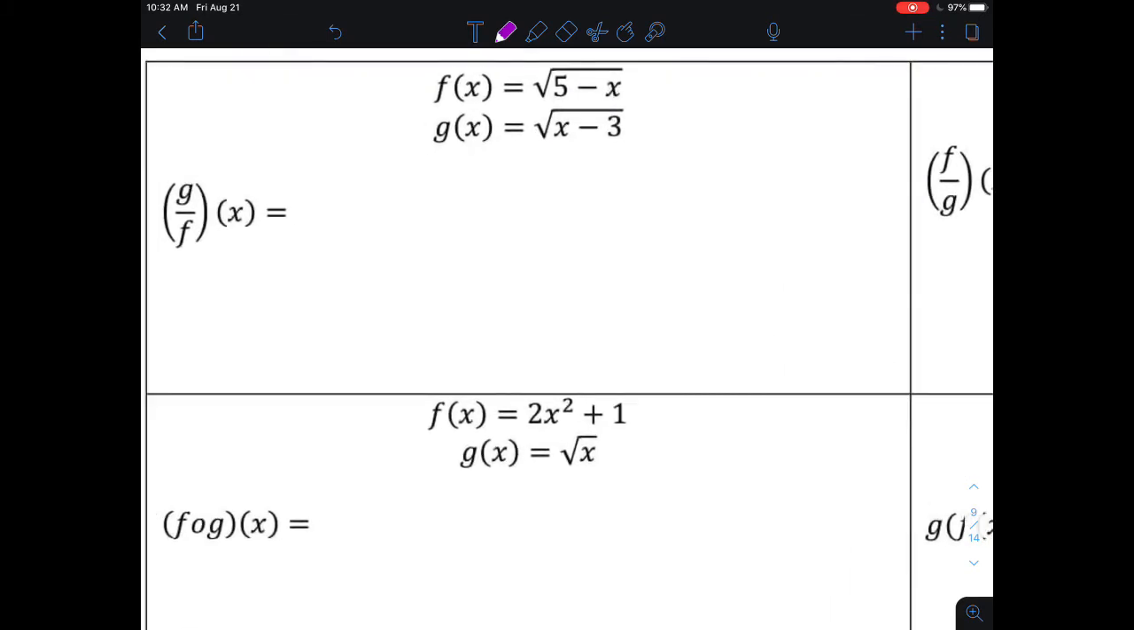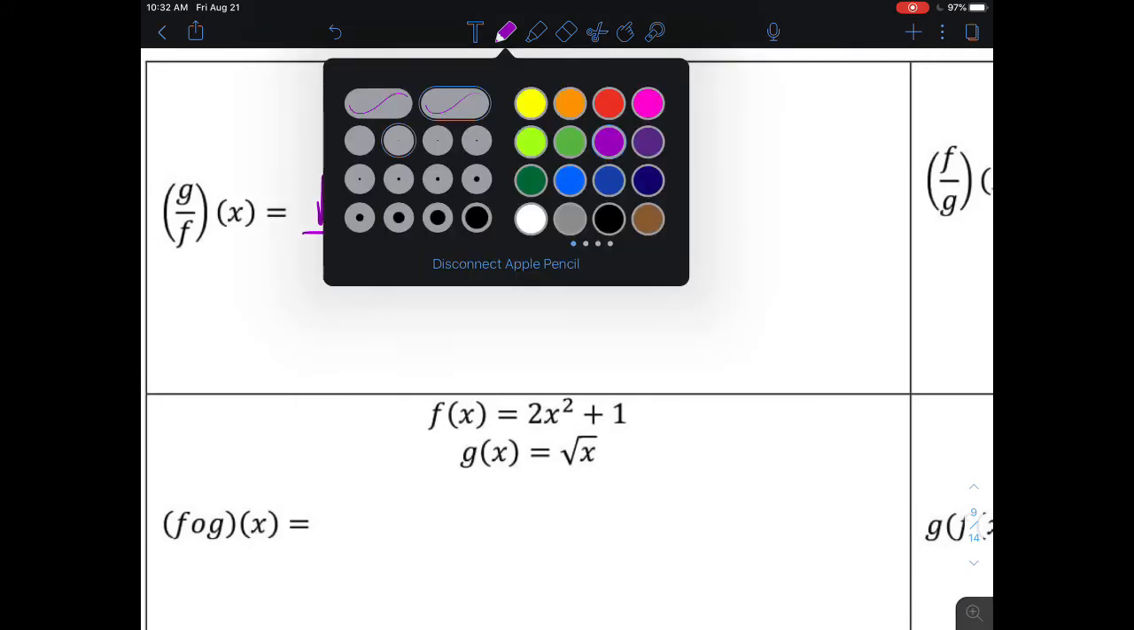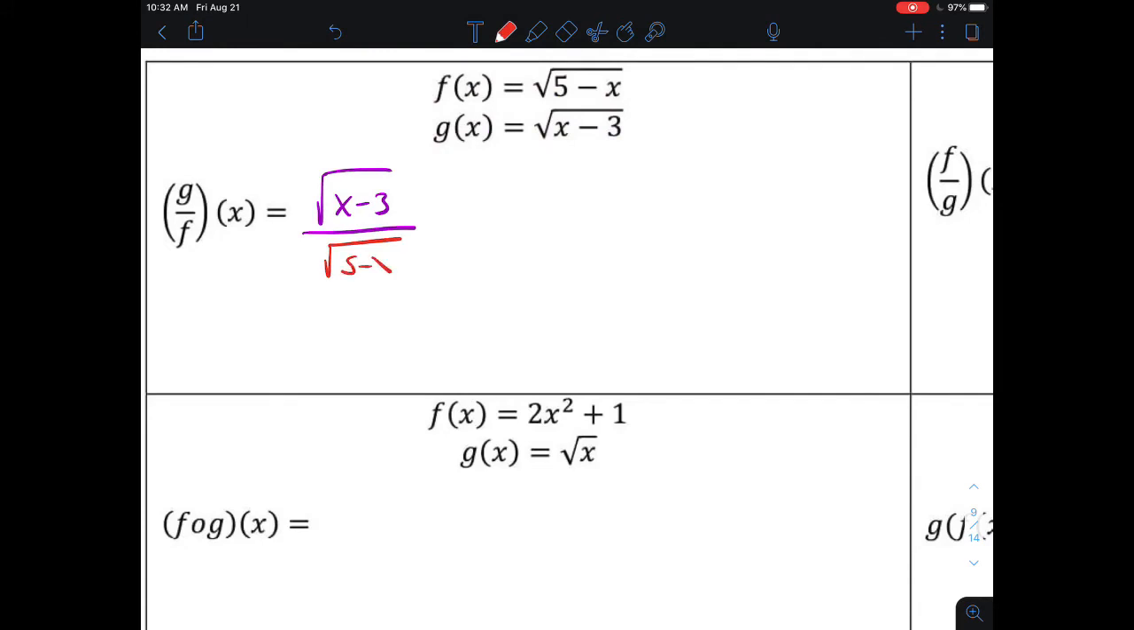So I'm looking here at this first problem. I want to find out what g divided by f of x is, and then determine the domain. So g is the square root of x minus 3. f is the square root of 5 minus x. And so in order to do this, what you're going to do is look for the domain when you don't have your problems simplified. So I just laid them into the operation where they belong. And then now I'm going to look at the domains individually.